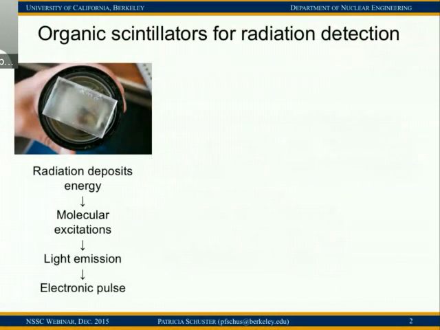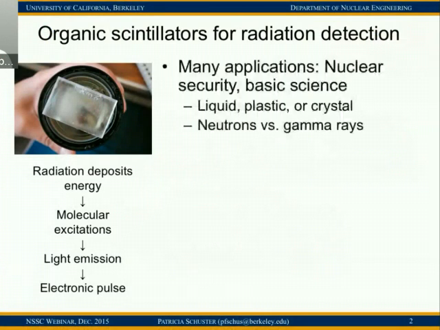So the way the radiation detection occurs is radiation deposits energy in the stilbene material, and then a fraction of the energy produces molecular excitations, a fraction of those excitations de-excite by light emission, and then that light is converted into an electronic pulse. As I mentioned, these are used for numerous applications in nuclear security and in basic science. And these materials can be used as liquids, plastics, or crystals, and they're very nice to work with, especially for this property in which they can tell the difference between neutron and gamma ray events based on the pulse shape. And I'll go into detail on how that's done and why that is possible.